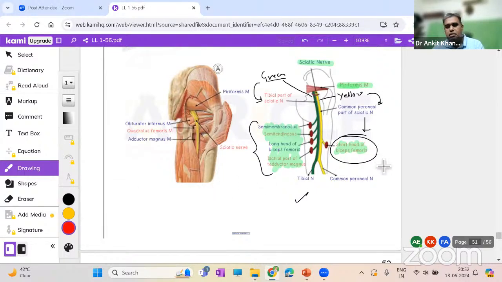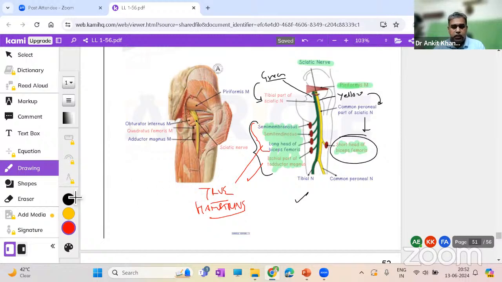And similarly, this short head of biceps femoris, earlier it used to come as an MCQ. Nowadays it is not coming, for a few years, but earlier it used to come as an MCQ: which is a true hamstring, which is a pseudo hamstring. So all these muscles over here, basically these three muscles, they are regarded as true hamstrings. Why? Because hamstring muscles are supplied by the tibial part of the sciatic.